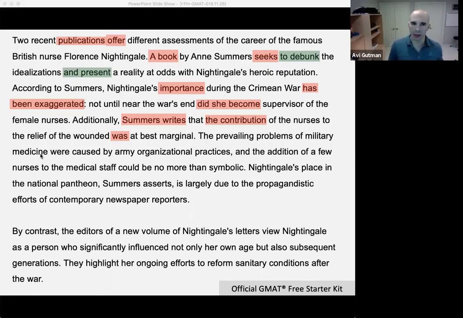So this is where we can use logic as well. The problems were caused, the prevailing problems. So the problems is the subject, and the verb is were caused. Now I do have a comma and here, so it looks like I might be starting a new clause again. So it's going to have its own subject and verb. Can you identify for me a subject and a verb here after the word and?